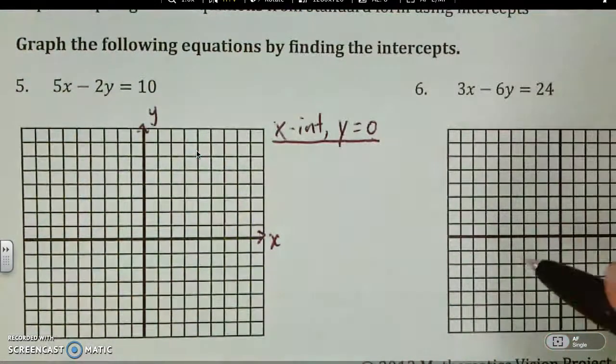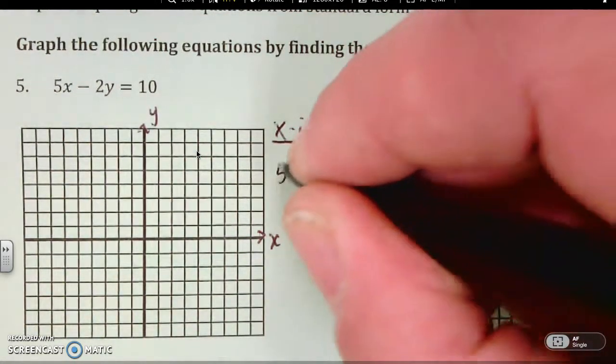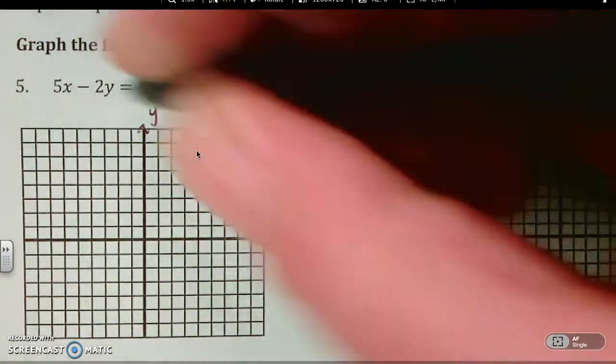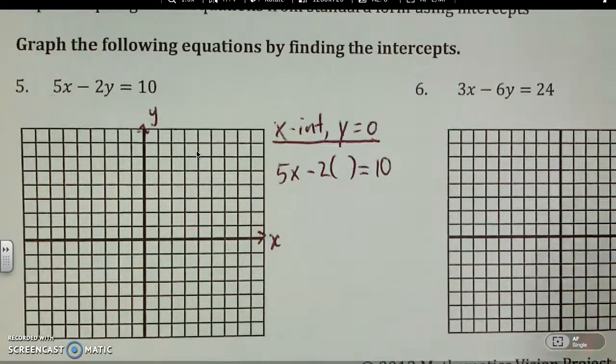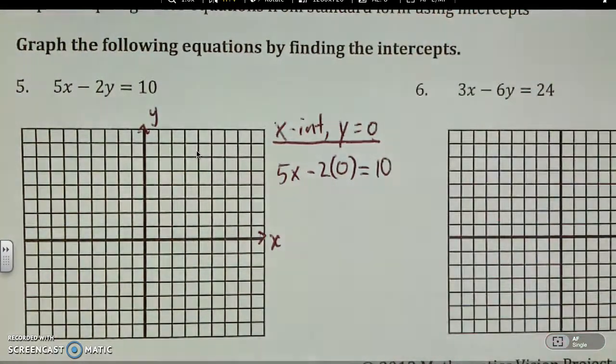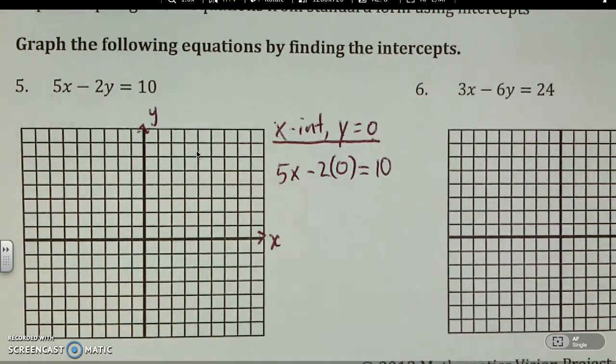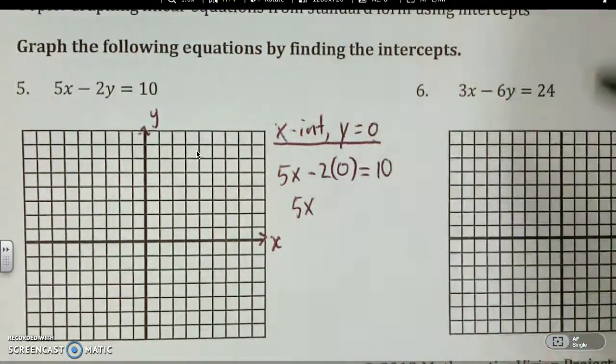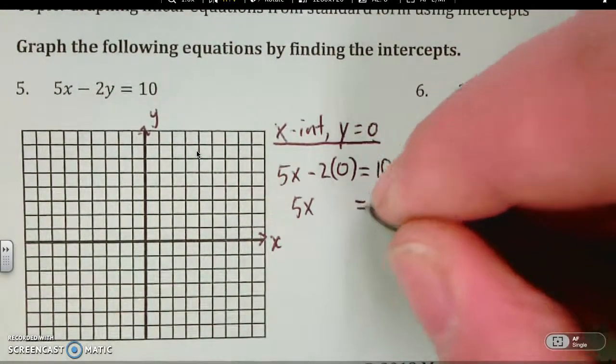You plug in 0 into this equation. So I'm going to rewrite the equation, 5x minus 2 times 0 equals 10. Got to write the exact equation. Make sure you write it correctly. And 0 is going to take the place of y. Now here's why I like this method. 2 times 0 is just 0. That disappears out of the equation. So we just have 5x equals 10.